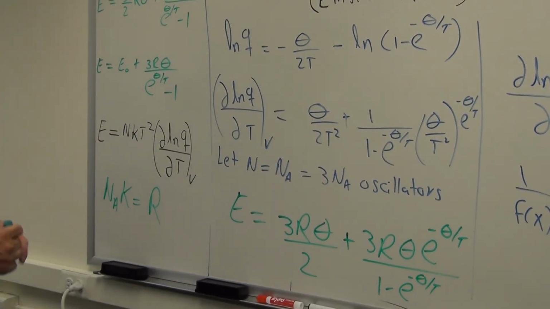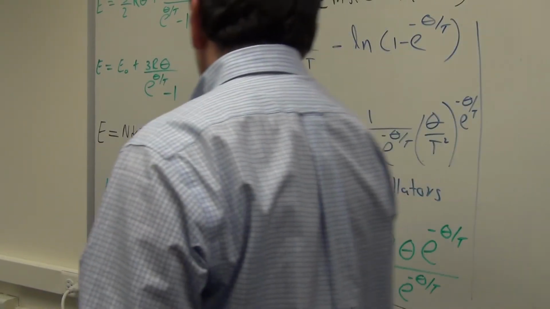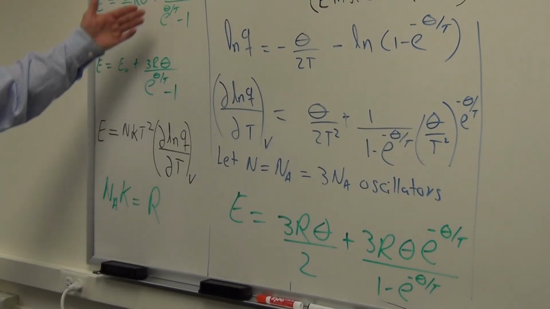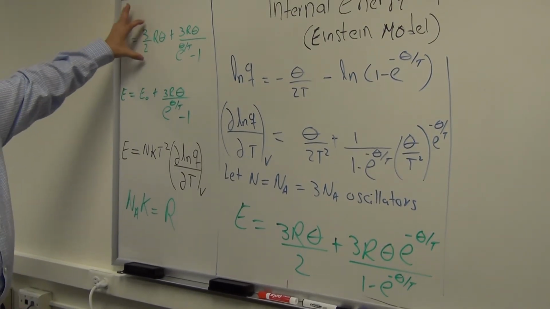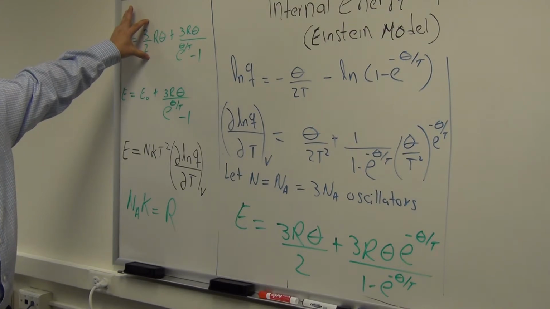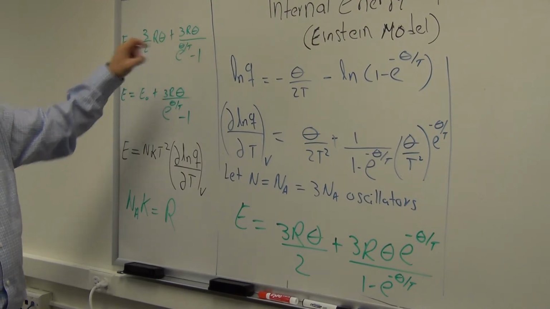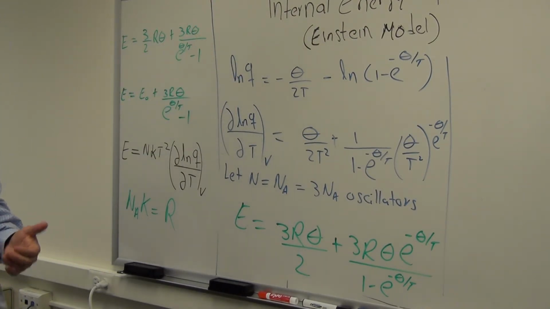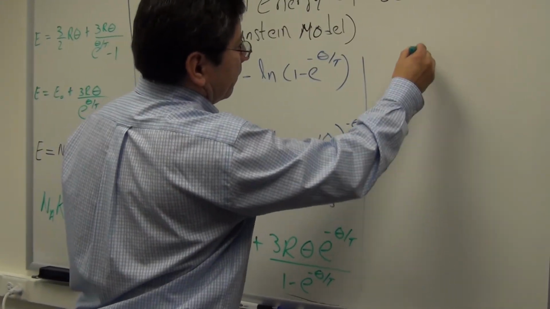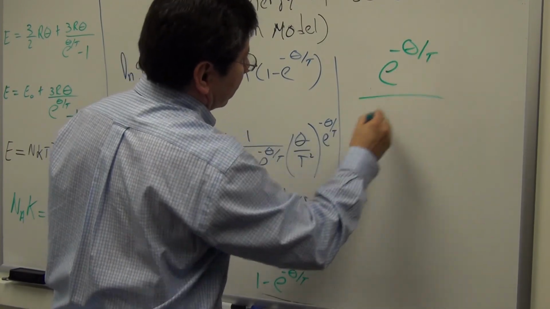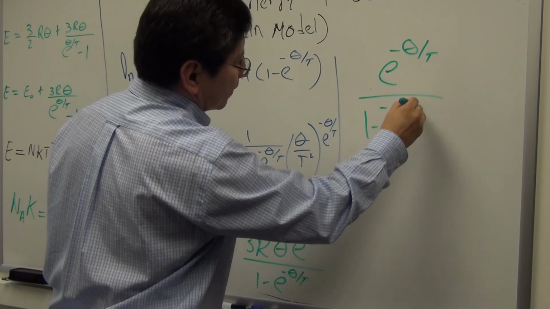Almost there, very close to it. What do you guys think is needed? Well, we are done, but how do we make it look exactly like this one? The first term is identical, so nothing we need to do there. This one seems to have e to theta over t as opposed to e to minus theta over t. So what seems to be happening here? Well, let me focus on this part: e to the minus theta over t divided by 1 minus e to the minus theta over t. Let's focus on that component.